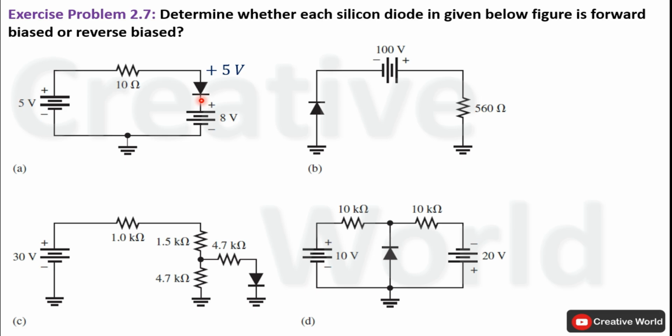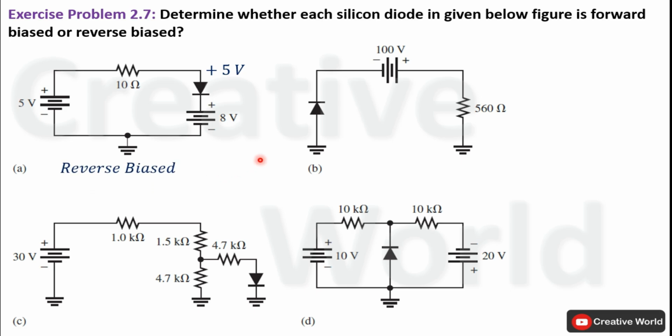Now we will keep in mind these three conditions and make a decision about the biasing of this diode. If we focus on this circuit, the anode terminal of the diode has positive 5 volt while the cathode terminal has positive 8 volt. Now if we recall the three conditions, the third condition says that the anode voltage should be higher than the cathode voltage. But in this case, the scenario is opposite. Cathode voltage is higher than anode voltage. So we can say that this diode cannot be forward biased. So it will be in reverse biased mode.